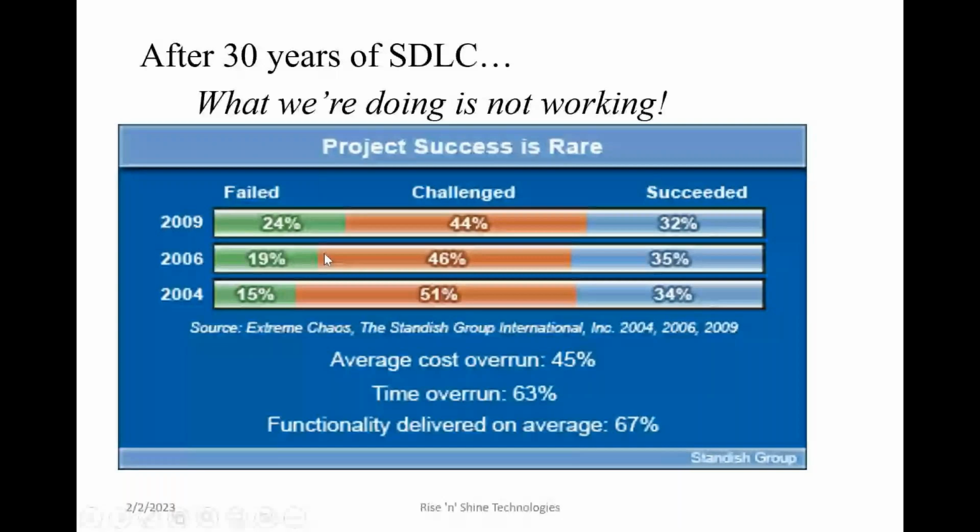You see the average cost overrun is 45%. That means if they planned 100 rupees, the project is going to end up at 145 rupees. That means additional budget. Time overrun: if they think the project duration is 1 year, but within that year they are not completing it, it is extending to almost 1.5 years. And functionality delivered is on average only two-thirds. One-third of the application is not delivered with the functionality we discussed or committed to the client.